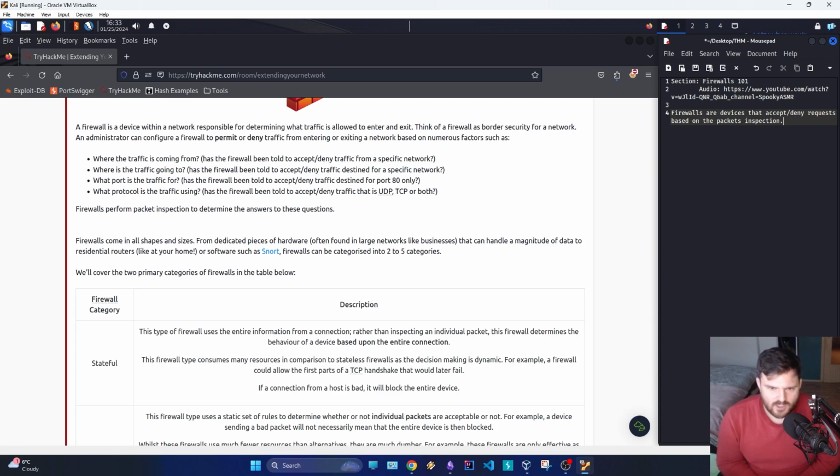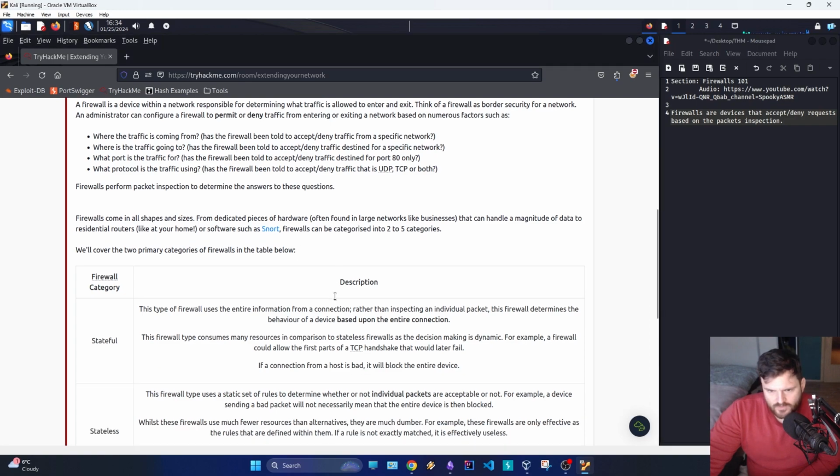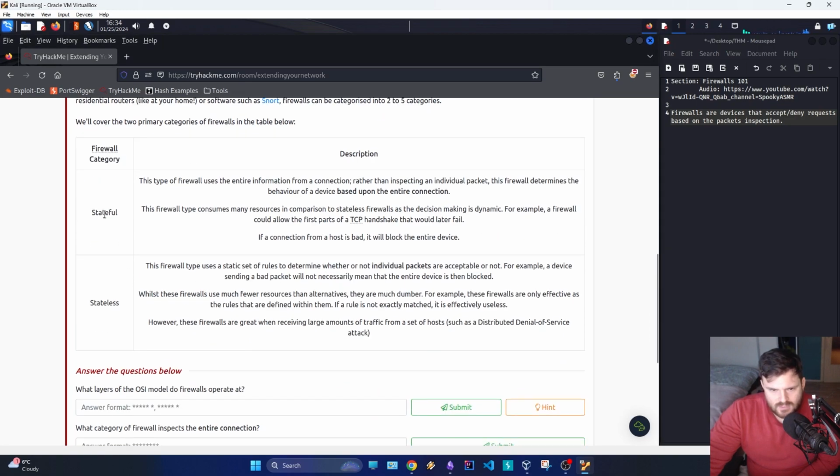Firewalls come in all shapes and sizes, from dedicated pieces of hardware, often found in large networks like businesses, that can handle a magnitude of data, to residential routers like at your home, or software such as Nord. Firewalls can be categorized into two primary categories, in the table below: stateful and stateless.